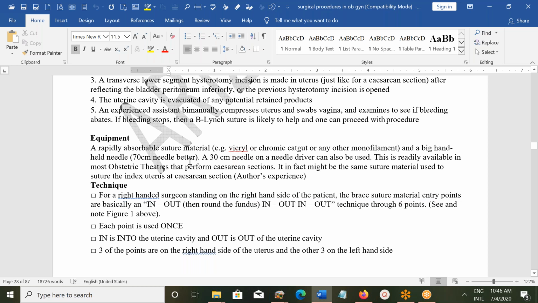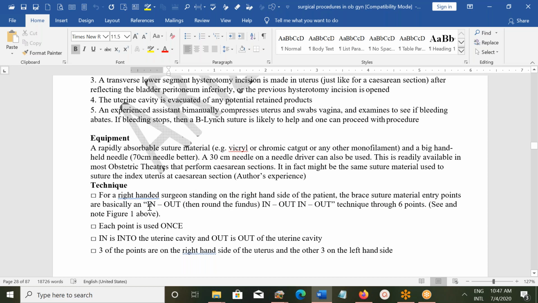A rapidly absorbable suture material like Vicryl or chromic catgut, though you know that we don't use chromic catgut anymore, or we can use other monofilaments. Vicryl can be used. A big hand needle should be used, and a needle driver can also be used. And these things are easily available in the ORs.